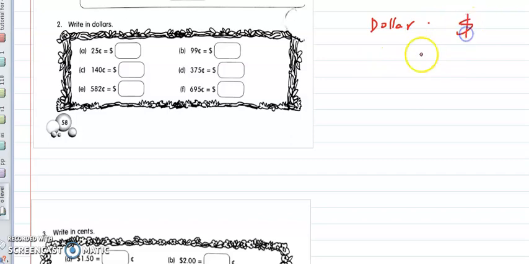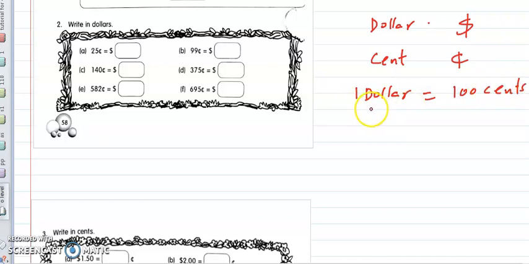This is the symbol for dollar. Subunits of the dollar are called cents, and cent is written in the unit form in this way. In $1 there are 100 cents. If I write it in the symbolic form, the dollar symbol we will write first and then the number. $1 will be equal to 100 cents. Cent symbol is written after the number. So $1 is equal to 100 cents.